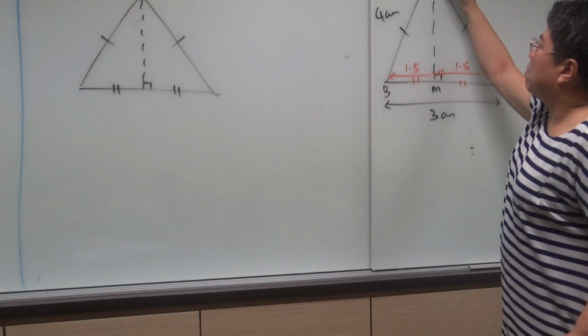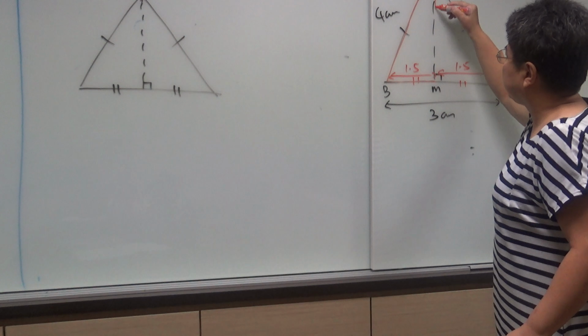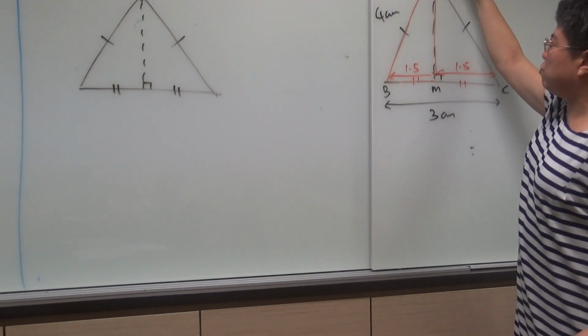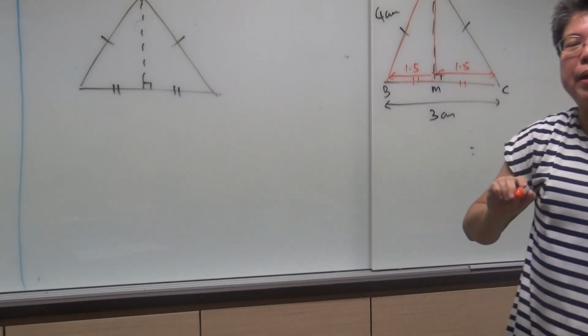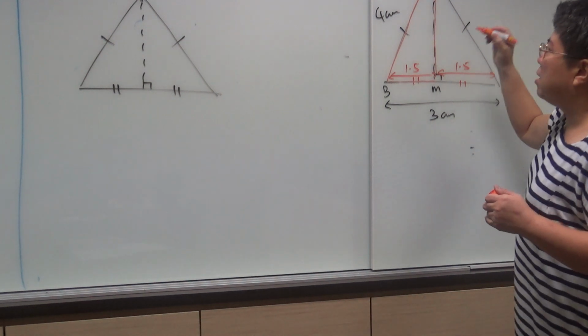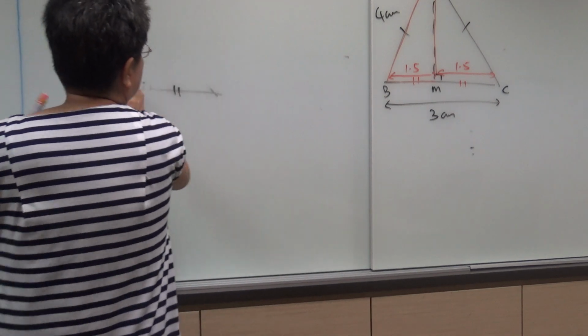Okay? Now, let us look at this triangle here. Now, if the base is BC, the height will be AM. Base of a triangle, with respect to the height, it must be 90 degrees to one another. So, there's another way to present this kind of answer.